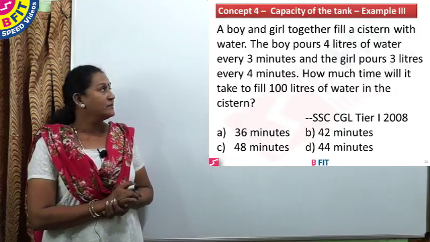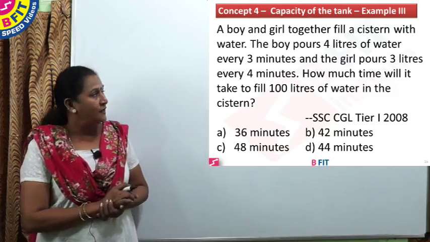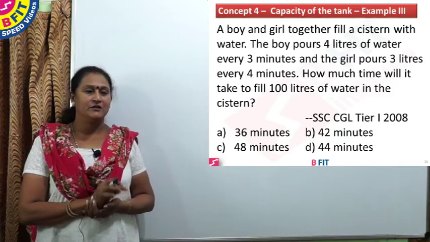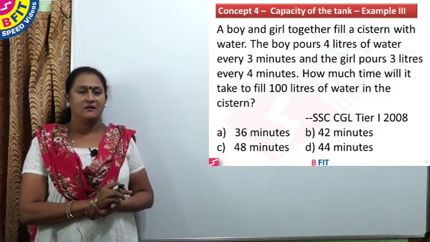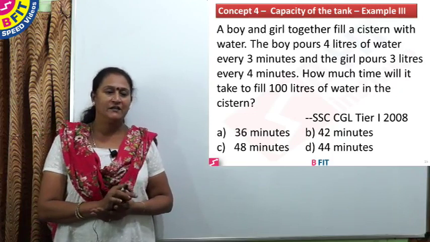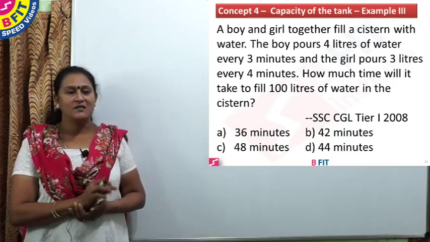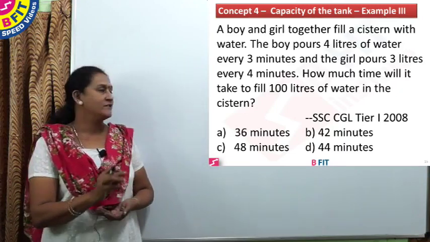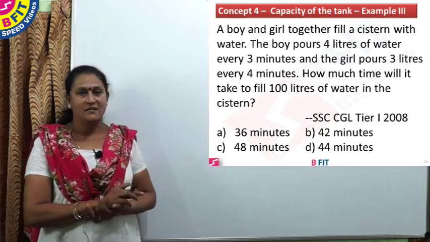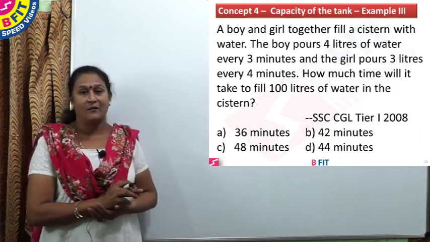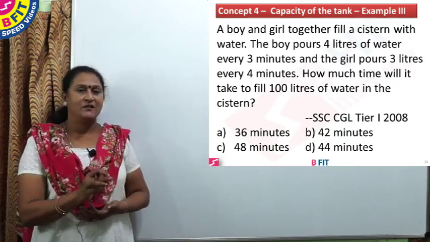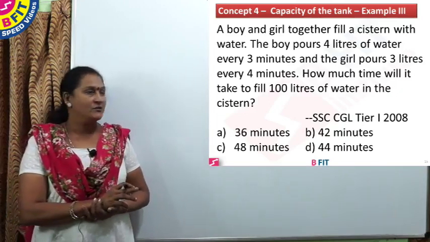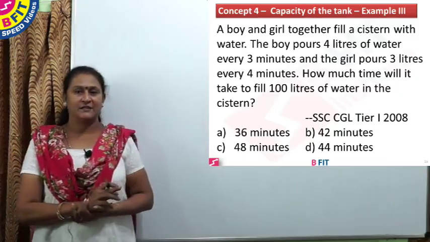So the question is, a boy and girl together fill a cistern with water. The boy pours 4 liters of water every 3 minutes and the girl pours 3 liters every 4 minutes. How much time will it take to fill 100 liters of water in the cistern? This question was asked in SSC CGL Tier 1 2008. In this question, you have 2 different timings and 2 different capacities. So we'll see how to work out this question.